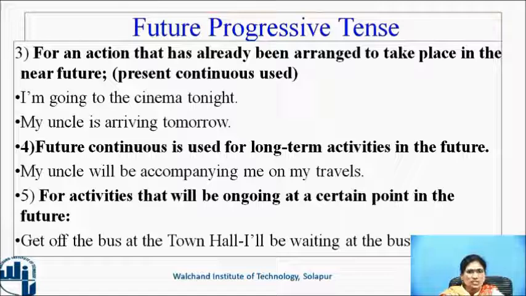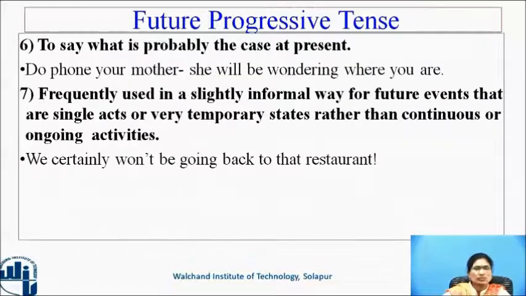Future continuous tense is used for activities that will be ongoing at a certain point in the future. For example, get off the bus at the town hall. I will be waiting at the bus stop. Future progressive tense is used to say what is probably the case at present. For example, do phone your mother. She will be wondering where you are.